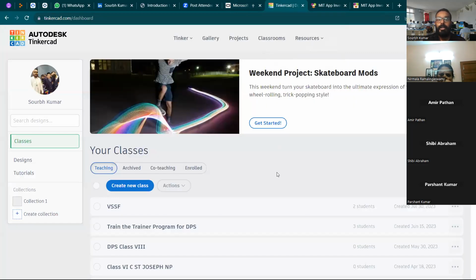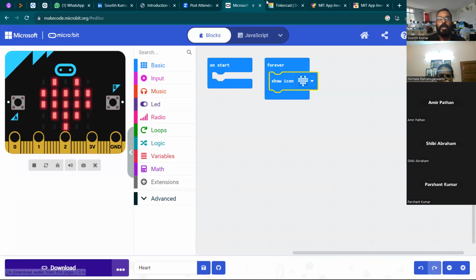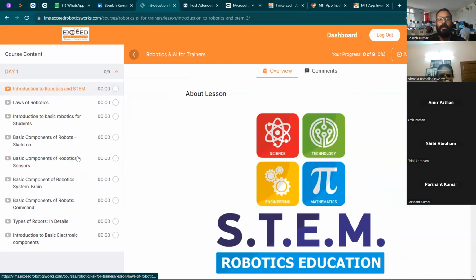You should go for the Tinkercad platform, MIT App Inventor platform, and MicroBeat platform, so that we will utilize STEM accordingly. So let me introduce the STEM concept first, then we will further move on to the agenda for today. I will explain the basic introduction of robotics and STEM, and we will discuss the law of robotics, as well as how you can explain this term in front of your students.